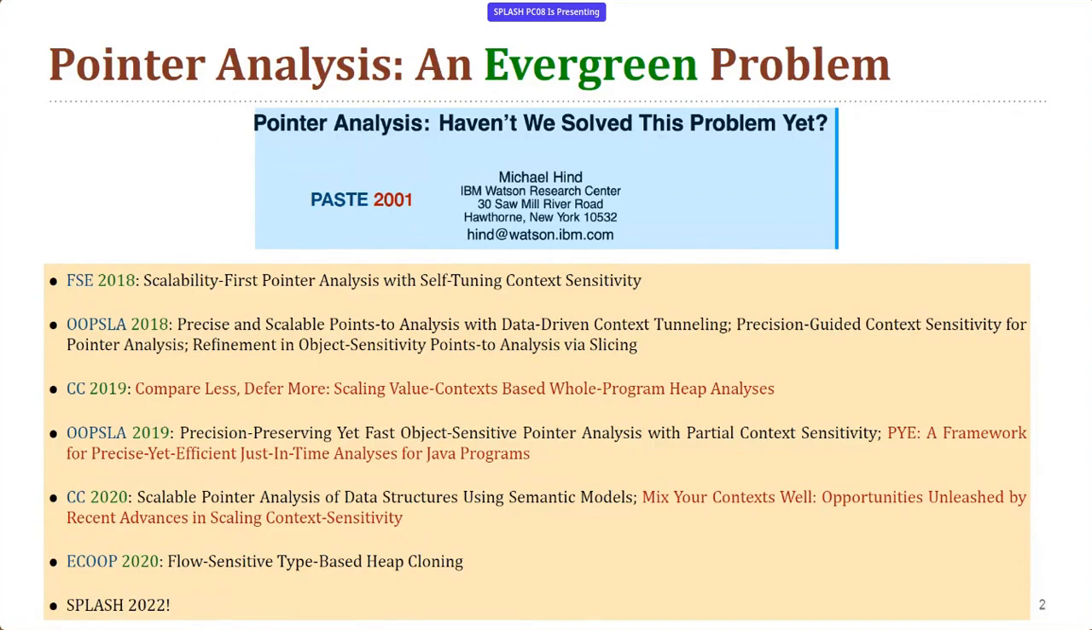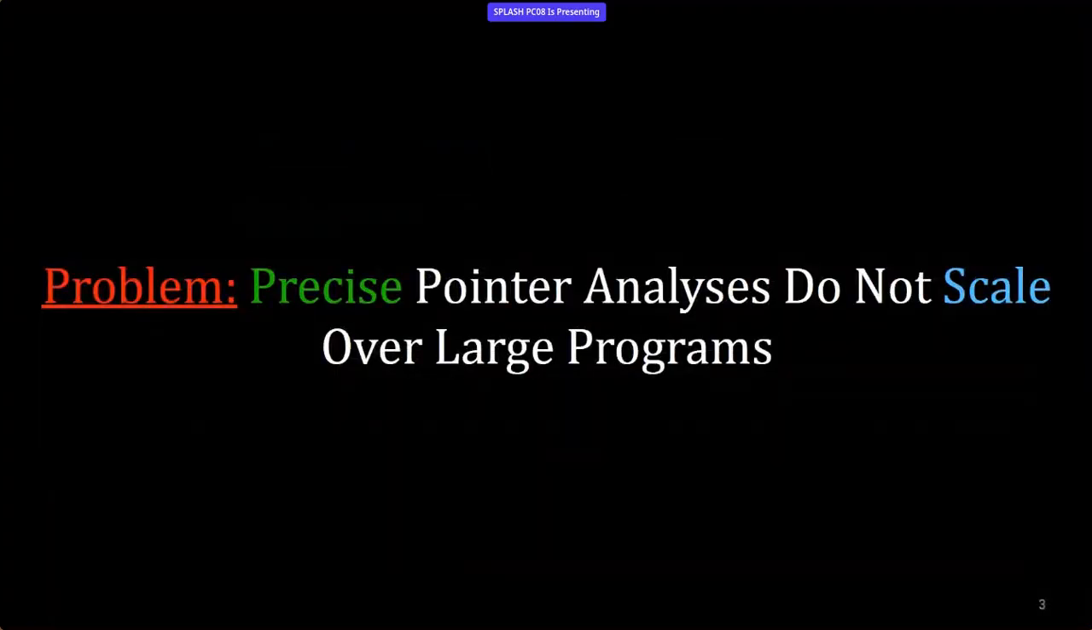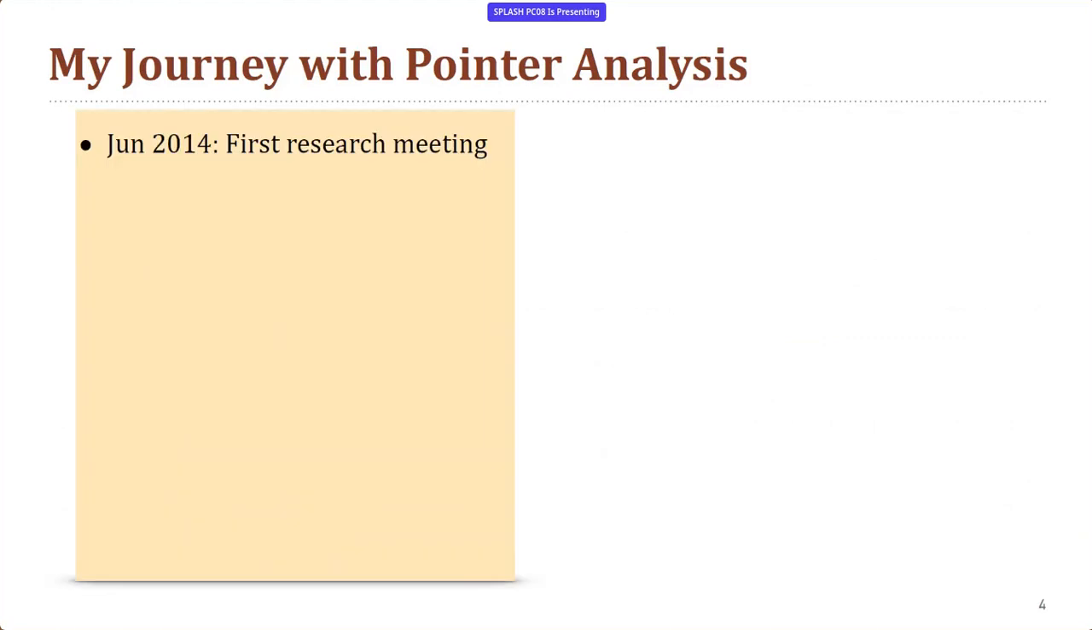And why that's the case is interesting, because the problem is that precise pointer analyses do not scale over large programs, and this holds true even now. In general, pointer analyses that are precise in multiple dimensions do not scale over real world applications. That has been a big problem. So my journey with pointer analysis started with my first research meeting in 2014, where we discussed that there are things in JIT compilers where you can't scale, or you can't perform precise analysis, and the problem is even more exaggerated than in static compilers where your time budget is more. So that's where we discussed this problem and started doing something.